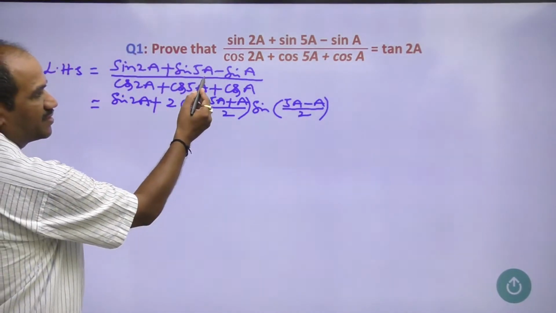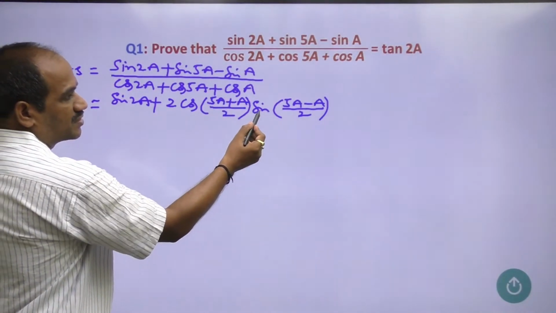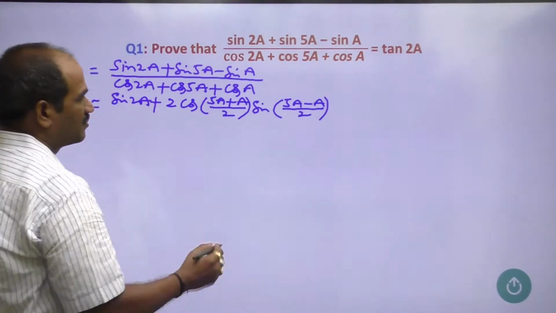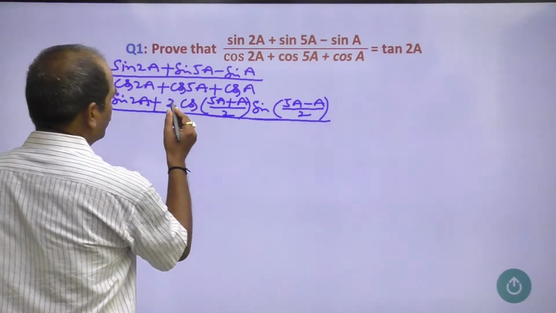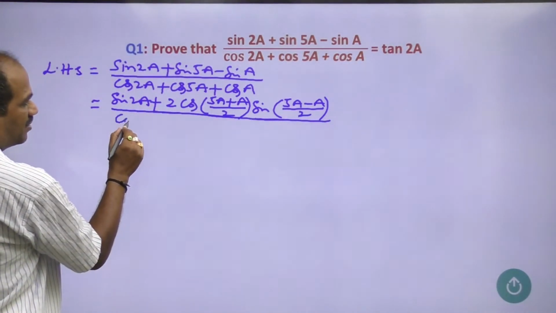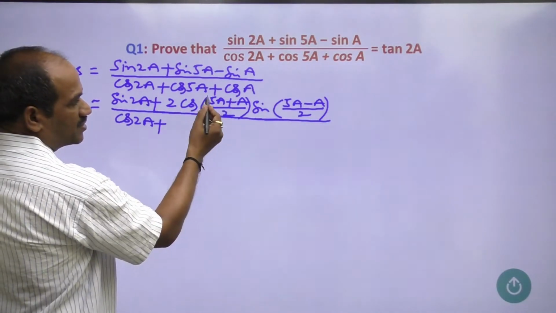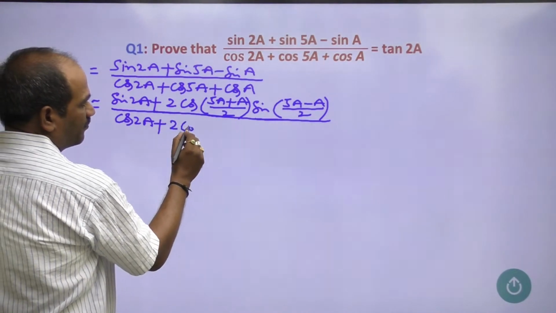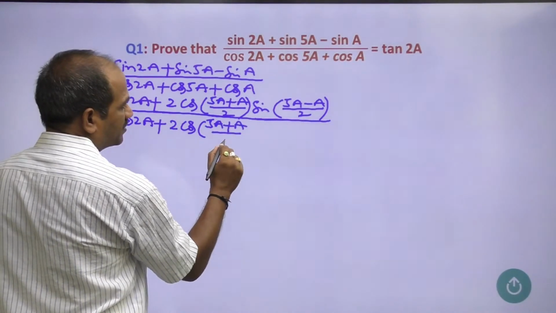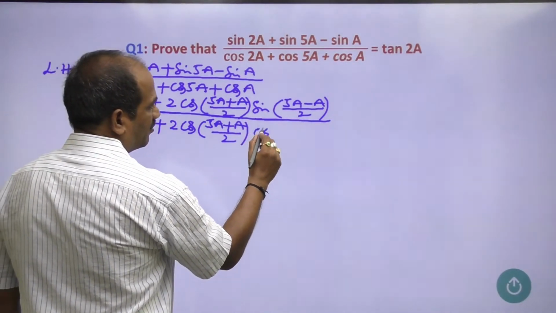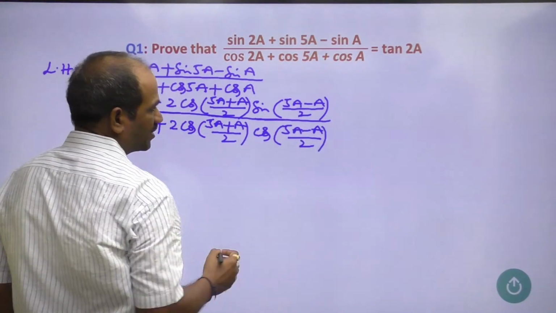Okay, so here sin c minus sin d equals 2 cos of (c plus d) by 2 into sin of (c minus d) by 2. The denominator is also the same: cos of 2a here, next cos c plus cos d, and in this formula it is 2 into cos of (c plus d) by 2, so that is (5a plus a) by 2, into the next value cos of (5a minus a) by 2.